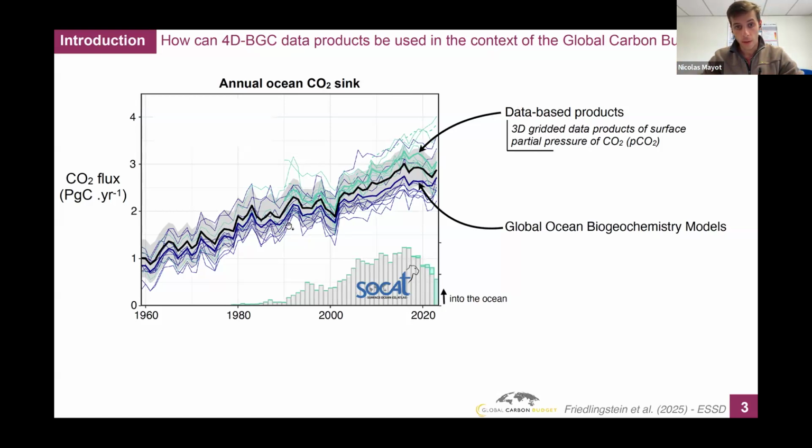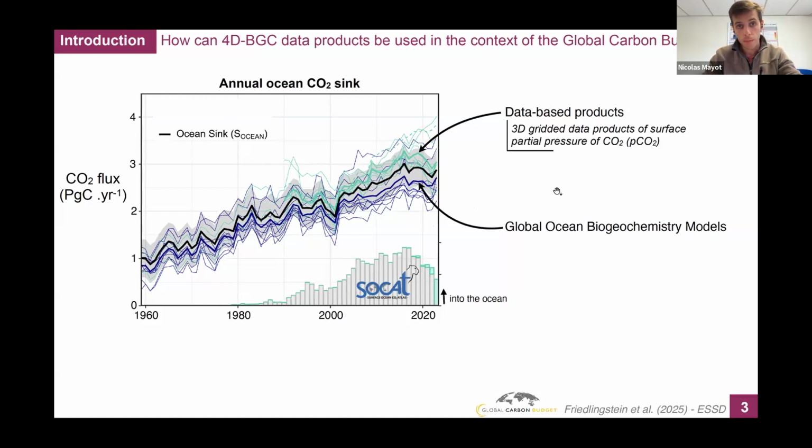And to come back to the ocean CO2 sink, in the global carbon budget, because we don't know who is right between the database product or the global ocean model, what they do is that they make an average of these two estimates, which is represented here by the black line. So the ocean CO2 sink that the global carbon budget is reporting is the average of these two estimates.